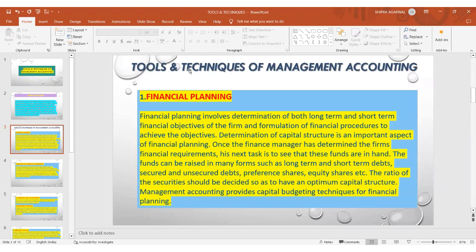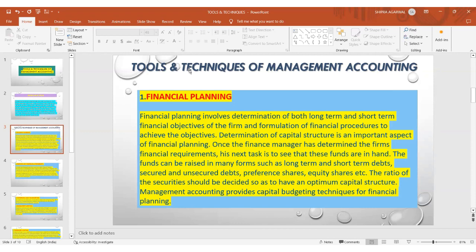So the basic tools and techniques of management accounting are, the first one is financial planning. Now, in case of financial planning, we determine both the long-term and short-term financial objectives of the firm. Right? And when we determine them, we also formulate the financial procedures, because just laying the objectives is not sufficient. Once you lay the objectives, you also need to know how these objectives are to be achieved. And for that matter, we need certain financial procedures, right?